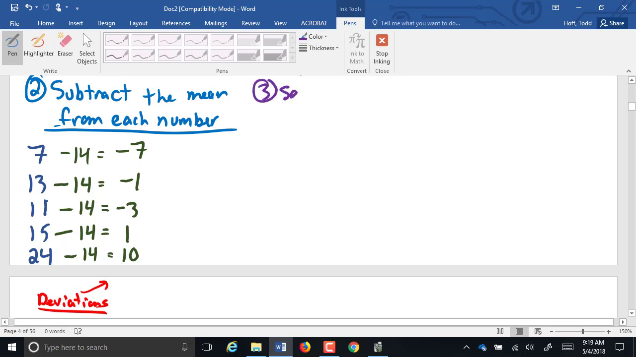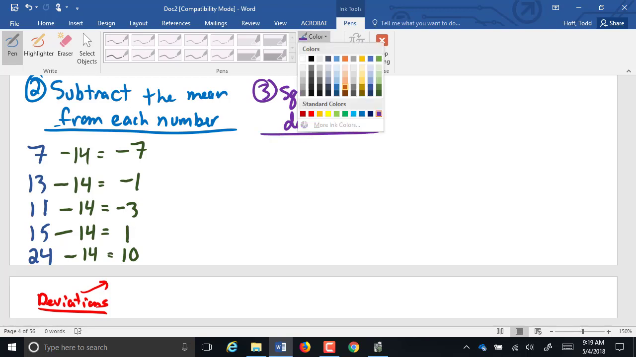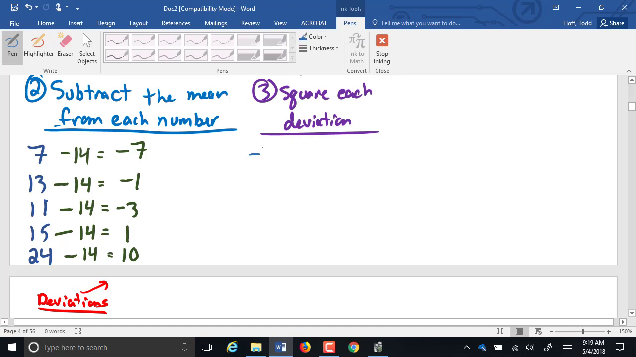Step 3 is to square each deviation. So we have negative 7 squared. Now be careful on your calculator. Notice I put those parentheses in there. You have to do that on most of your calculators as well. If you don't, it'll give you a negative number. Any number squared is always positive.